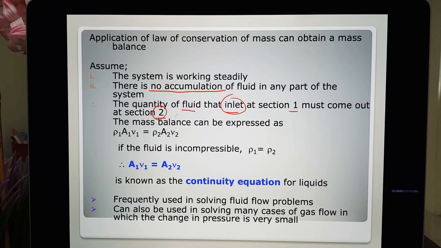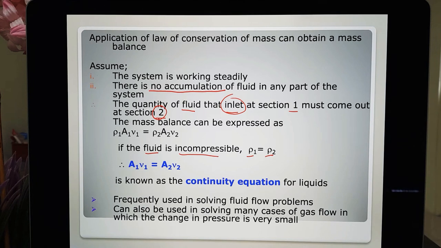So the mass balance of a fluid flow can be expressed as rho 1 A1 V1 equals rho 2 A2 V2. And since the fluid is incompressible, if let's say we are transporting water, then for water the fluid is incompressible. Unless we are talking about gas, then gas is compressible, so of course you need to consider the pressure as well as the density. So since the fluid is incompressible, this particular density will be at equal value.